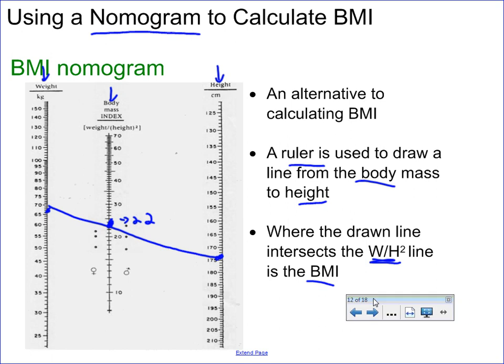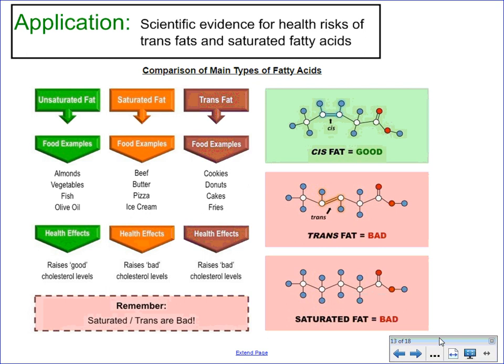range. One of the things you'd be expected to do is to assess the scientific evidence for health risks of trans fats and saturated fatty acids. This slide will walk you through the comparison of the main types of fatty acids. As mentioned at the beginning of the video, we have unsaturated fatty acids, saturated fatty acids, and trans fats. Unsaturated fatty acids are found in things like almonds, vegetables, fish, and olive oils. The health effect there is that it raises what is considered good cholesterol levels, whereas saturated fats and trans fats tend to raise bad cholesterol levels.